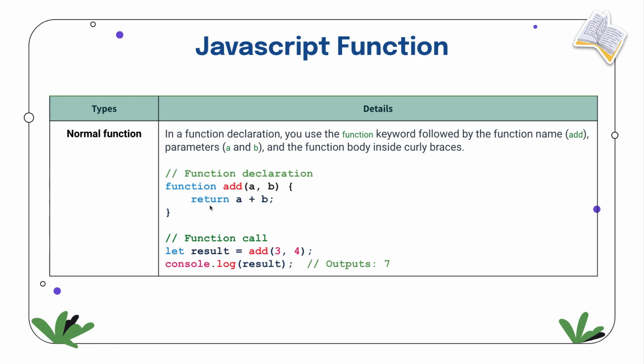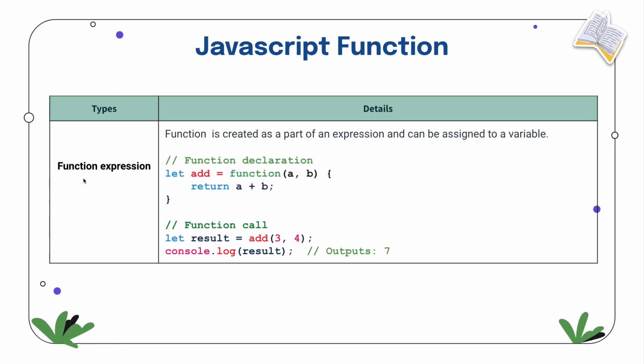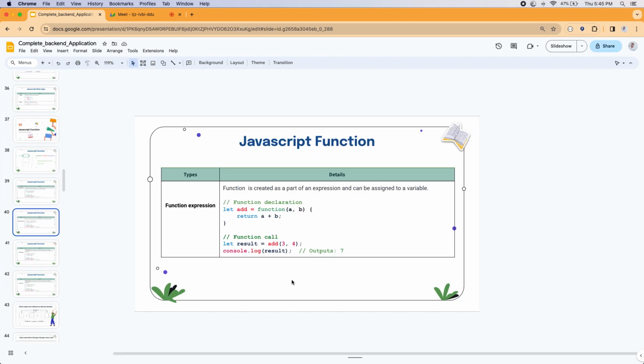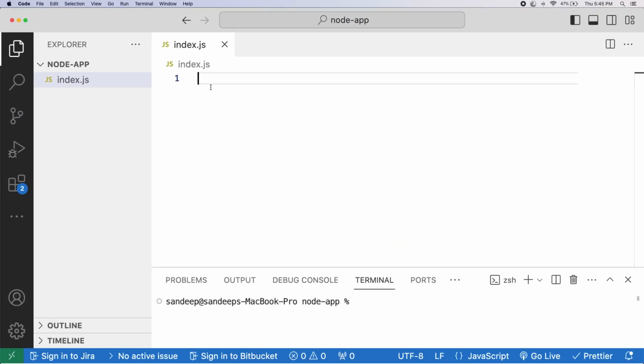Okay, next type is function expression. For function expression, first you have to understand the expression. Expression is nothing but a combination of operator and operand. Operand is nothing but a variable. All the variable names, like A, B, C, are operands. Operators are the plus symbol, minus symbol, multiply symbol, divide symbol. So all of these are operators.